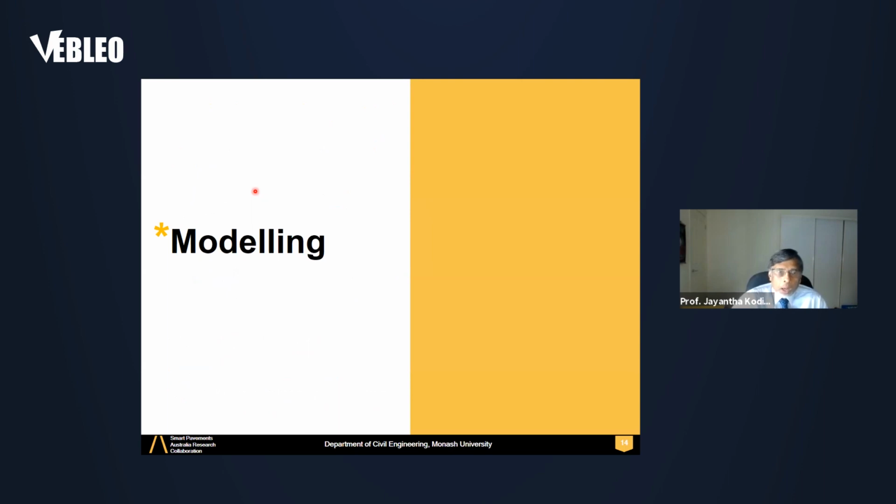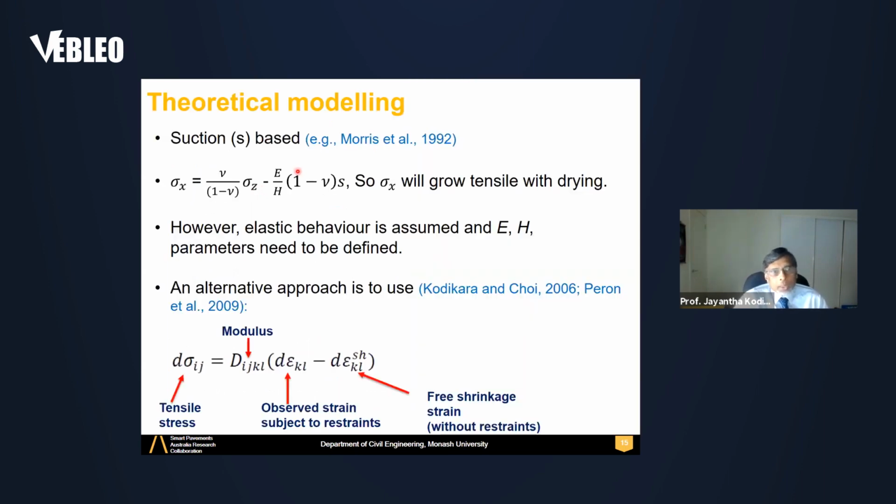Modeling. How do you model this process? Theoretical modeling. Theoretically, Morris et al. initially explained we could use elastic theory with unsaturated soils. The lateral stress that develops during suction increase can be explained in a restrained environment in this fashion. When suction increases, sigma x becomes negative because this component is going high. You could develop some equations, but the parameters are the modulus and the H modulus against suction.